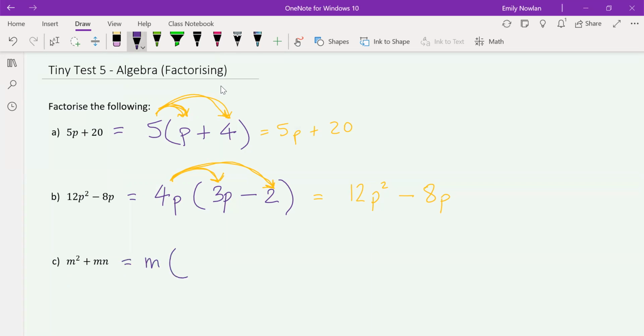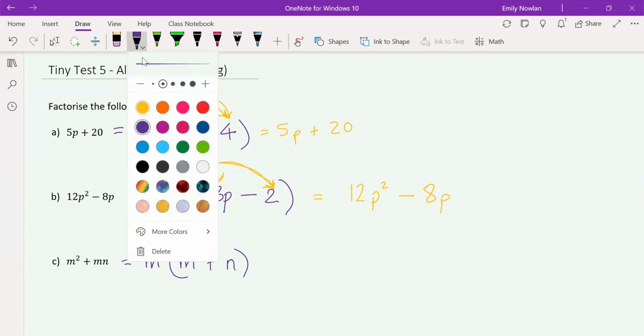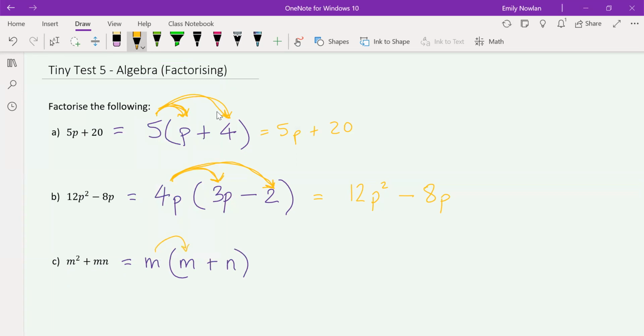Now, I want to end up with m squared. So when I times m by something, I want m squared, I have to go m times m. Plus in the middle, this time I want to end up with mn, not just m, but mn. So I need to have the n there as well. And let's double check. Okay, m times m gives me m squared, m times n, plus in the middle, mn. That's what we started with. All good. Hope you went well.